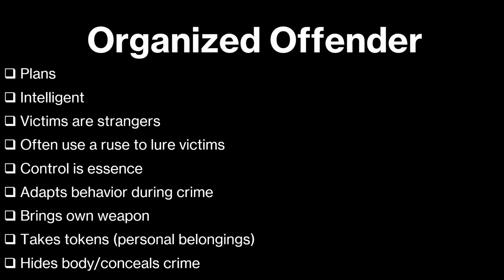These offenders typically are your neighbors, and they go undetected. They typically have jobs, families, and successful social networks. Think of Ted Bundy. Ted Bundy was a highly organized offender.